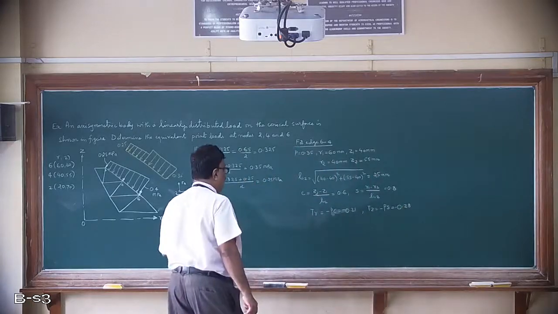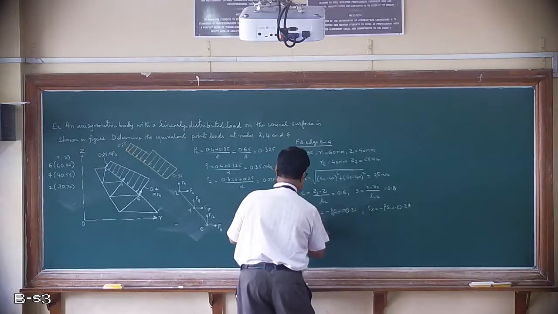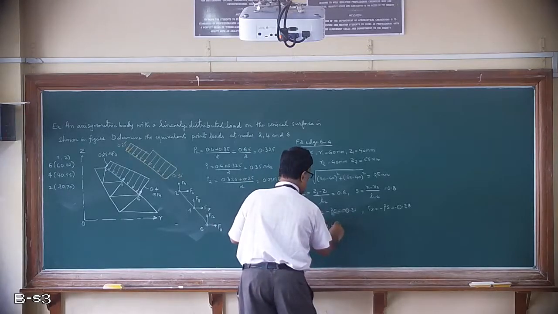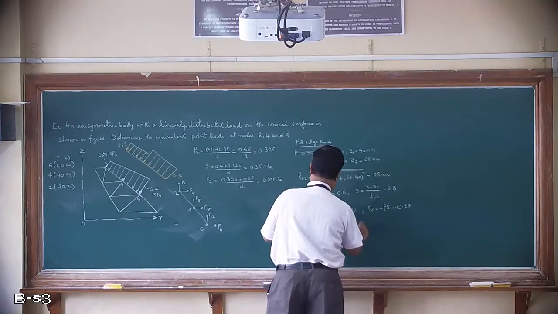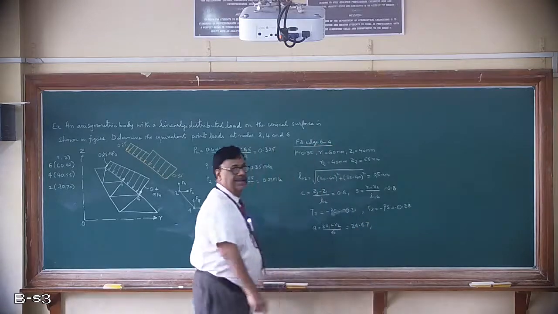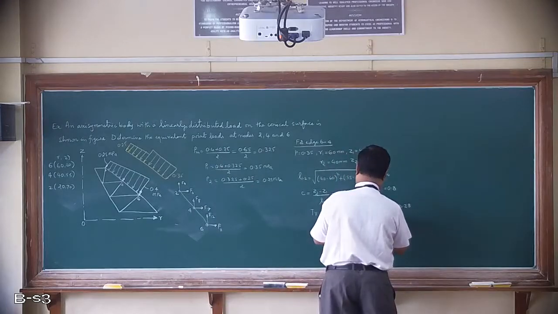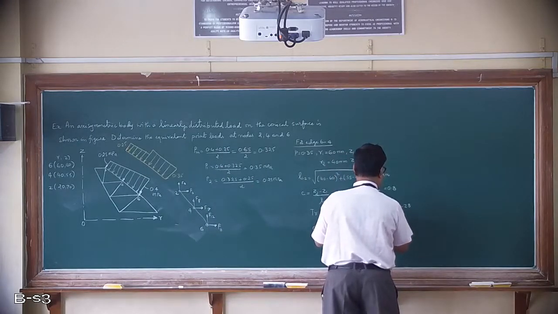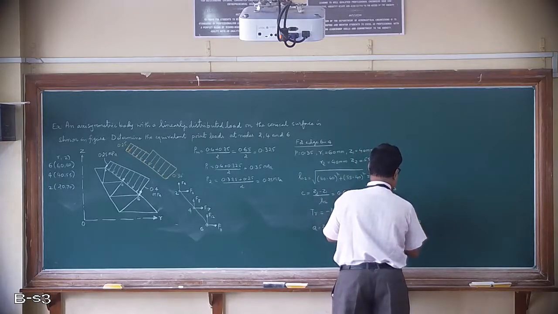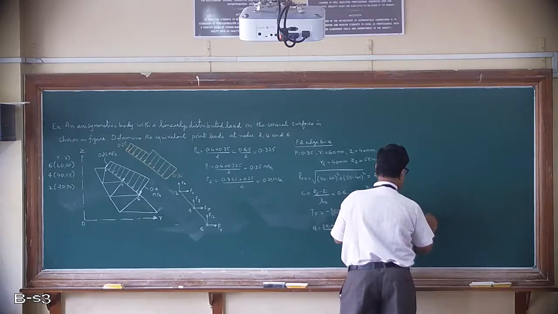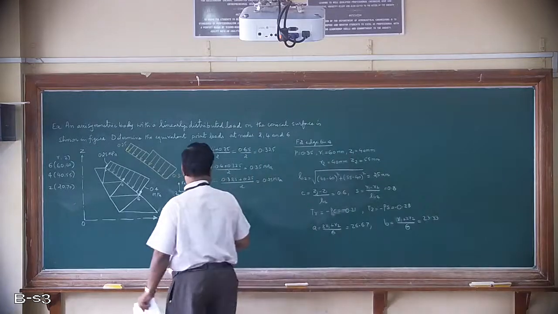So once you know these components TR and TZ, we know that A is given by 2R1 plus R2 upon 6. This comes out to be 26.67. That is the constant A. And the B comes out to be R1 plus 2R2 upon 6. So this will come 23.33. Okay, this is what you are going to get.